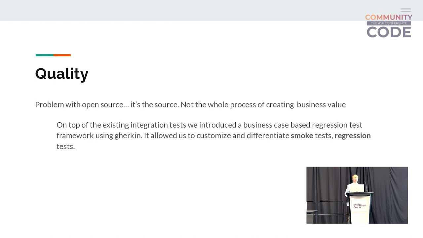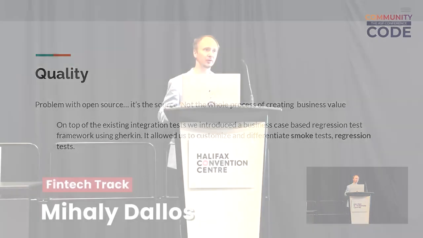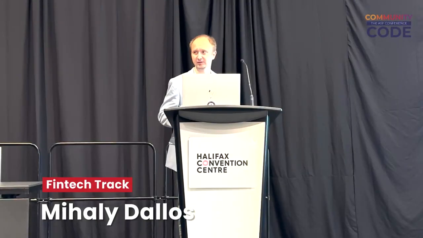Nevertheless, we have extended the test. This is using Gherkin, which is matching well the business need and the level of requirements, how they are articulated. And it allowed us to have different test sets, smoke test, regression test, run at our convenience. So another learning for me is how important it is to manage these things in these open source projects, and you don't necessarily have to rely only on what is available. You have to build some for your own.